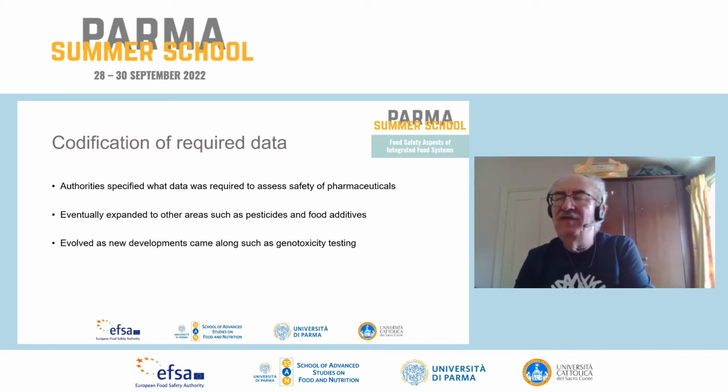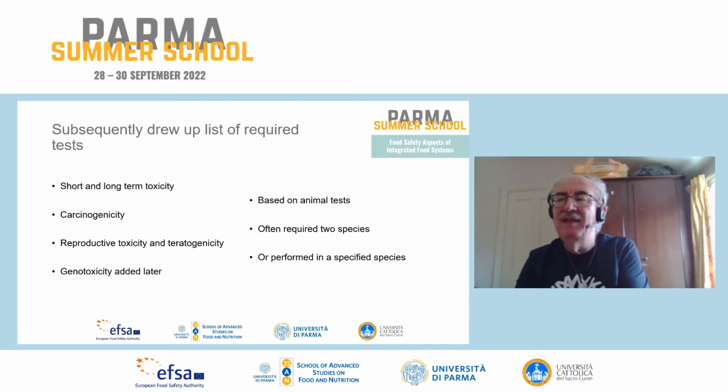Following this, there was a codification of the required data. Authorities started specifying what was needed for pharmaceuticals, and this eventually expanded to other areas, such as pesticides and food additives, and was enhanced and evolved as new developments came along. So they subsequently drew up a list of required tests in areas of short and long-term toxicity, carcinogenicity, reproductive toxicity and teratogenicity. Genotoxicity followed later, of course, as did metabolism and kinetics. They were based on animal tests, often requiring two species of animals, a rodent and a non-rodent, or were required to be performed in a specified species.